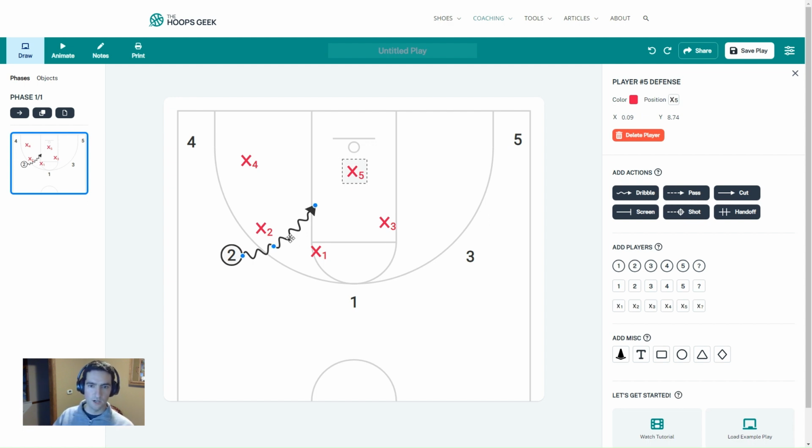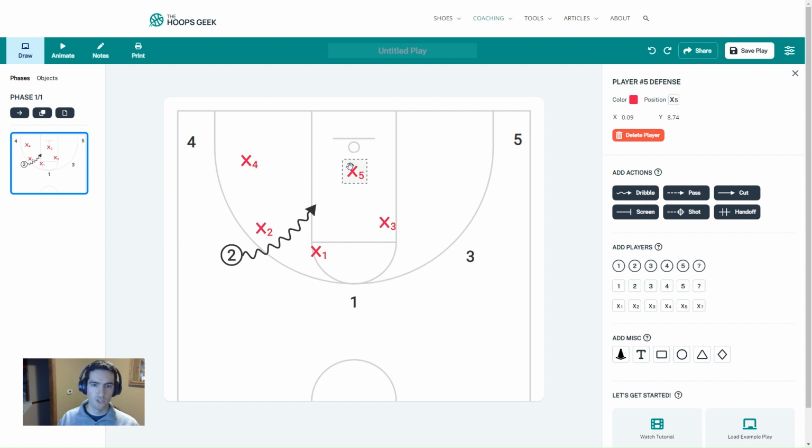That pass is going to take longer to get there, giving number 5 more time to recover and contest a shot or stop another drive coming. So that's rule number 1.